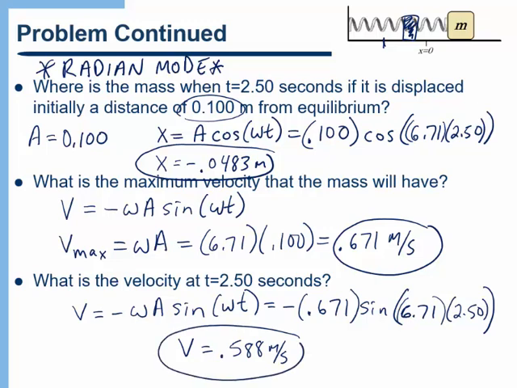So now we know not only is the object right here, but that it's on its way back towards equilibrium, since the velocity that we got was positive.